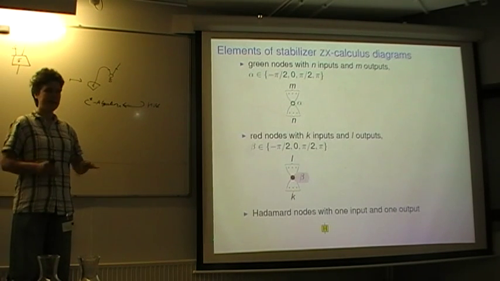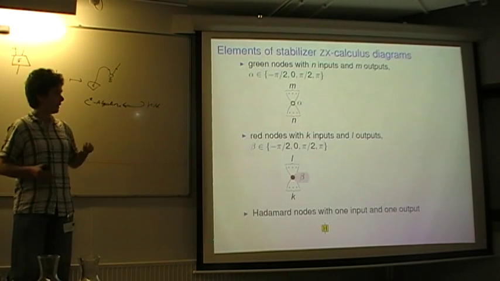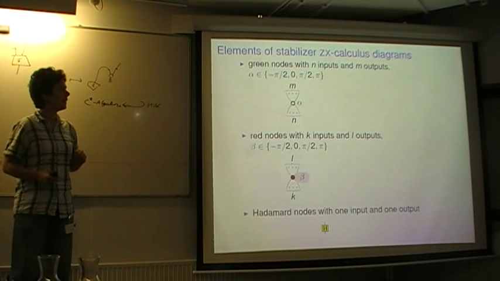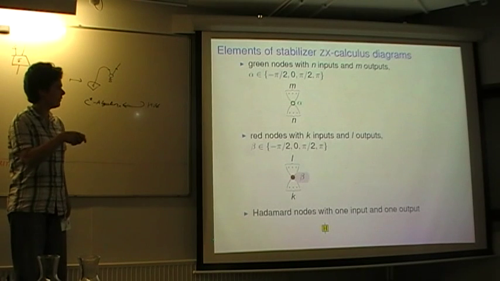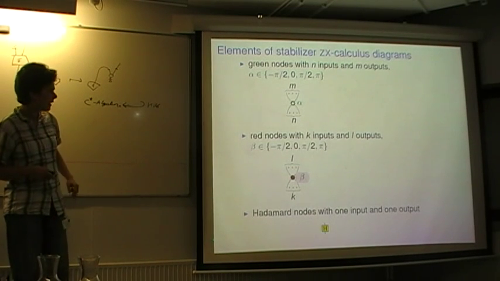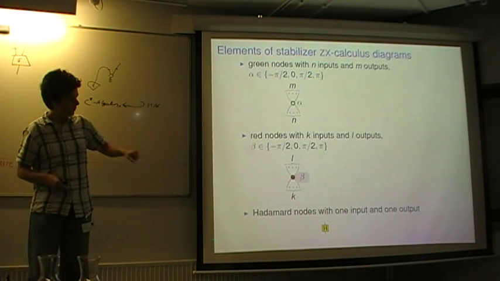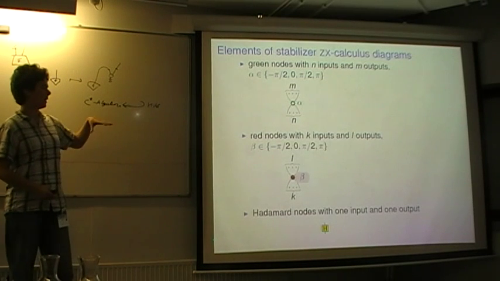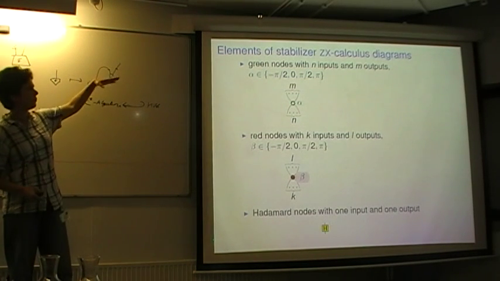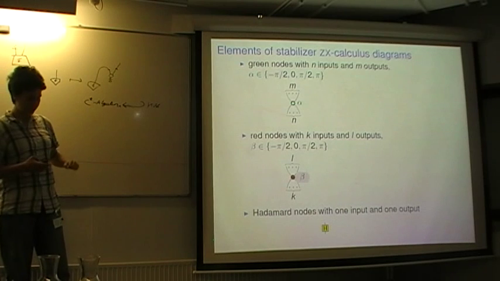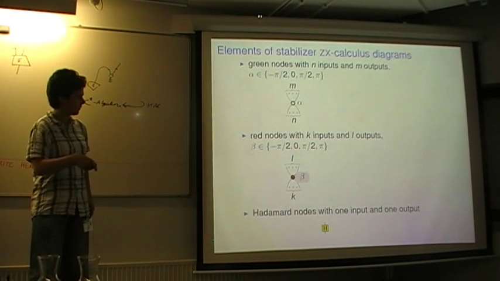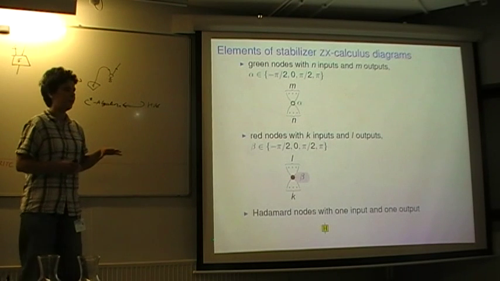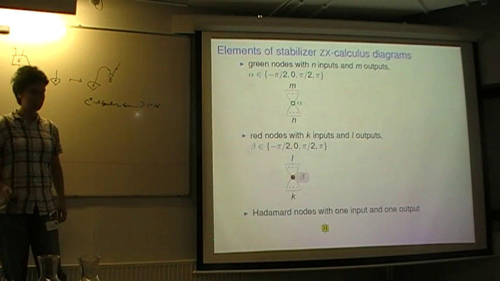So a ZX calculus diagram, as I said before, is composed of these 3 different types of elements. We have these green and red things called spiders, because they have many legs. And we have Hadamard nodes, which always have exactly 1 input and 1 output. So diagrams go from bottom to top. Things at the bottom are inputs, at the top are outputs. And our spiders also have these phases associated with them. And in the stabilizer case, the phases are always integer multiples of pi by 2.